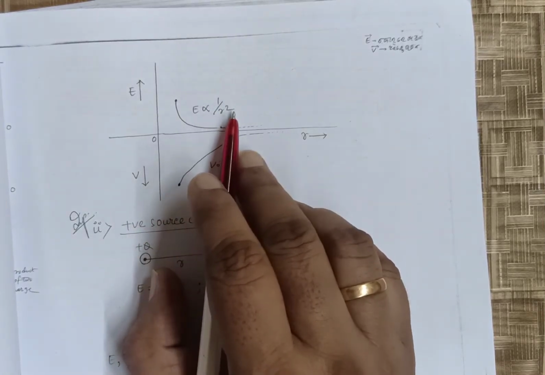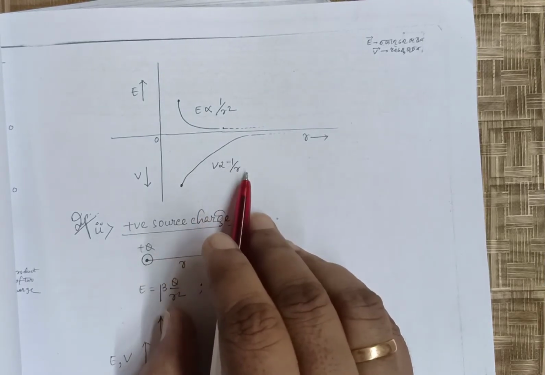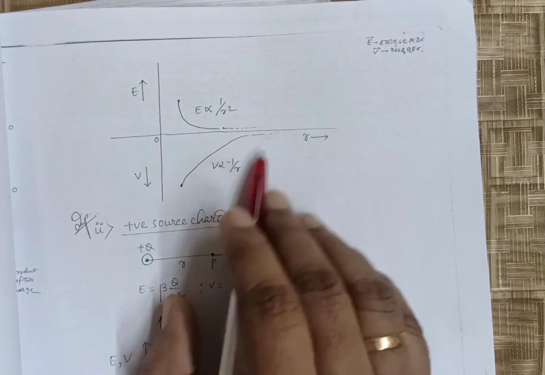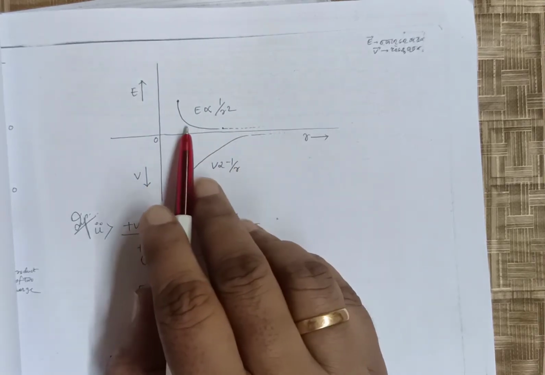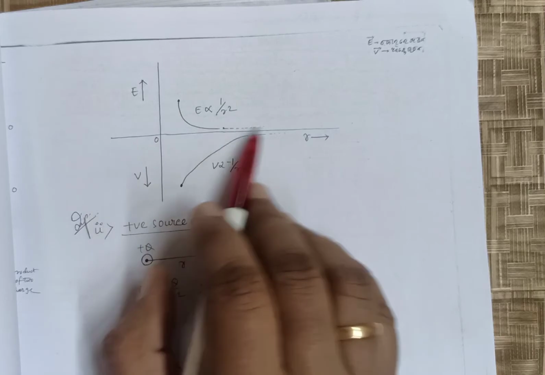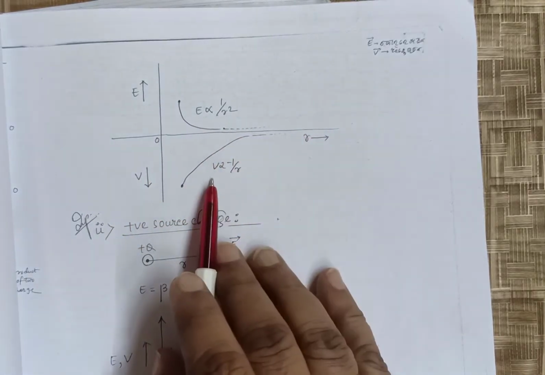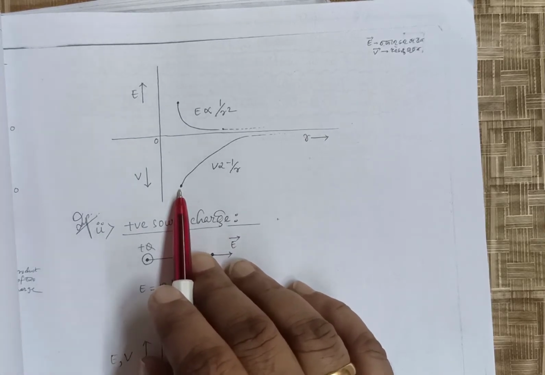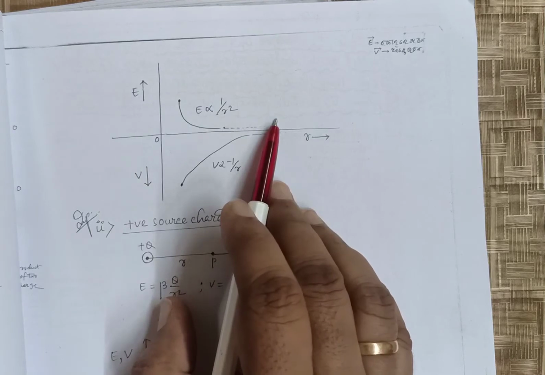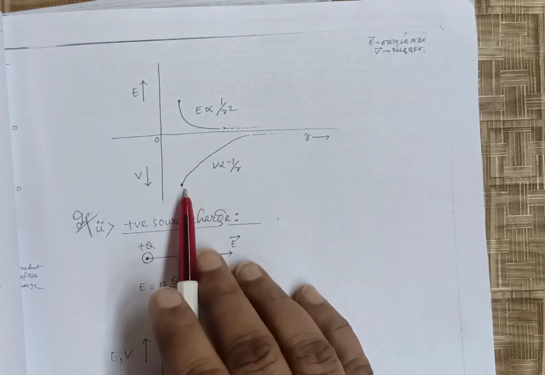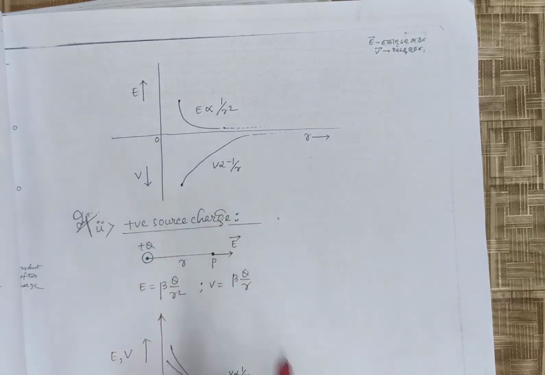E proportional to 1 by R square, so the curve will be hyperbolic in nature. V proportional to minus 1 by R, the curve is also hyperbolic. But you see here, in the intensity case, from the graph we know that with increasing distance intensity decreases from a positive finite value, at infinity it will be 0. But in the potential case, from a negative finite value it tends to 0. That means intensity decreases with increasing distance, but potential increases with increasing distance, as the negative graph is here.